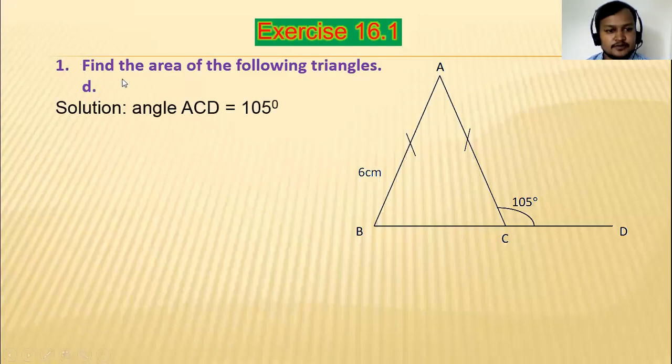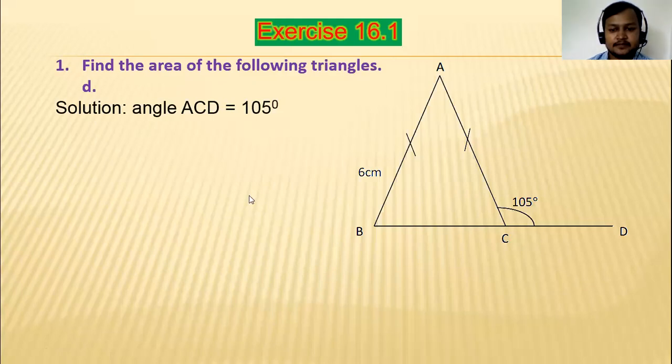Look at this question, which we were doing last day. That means I think on Friday. Find the area of the following triangles. There is one triangle given to us in question number 1D, in which one exterior angle ACD is 105 degrees, AB is 6 centimeter, BC is not given to us. If AB is 6 centimeter, AC is also 6 centimeter.